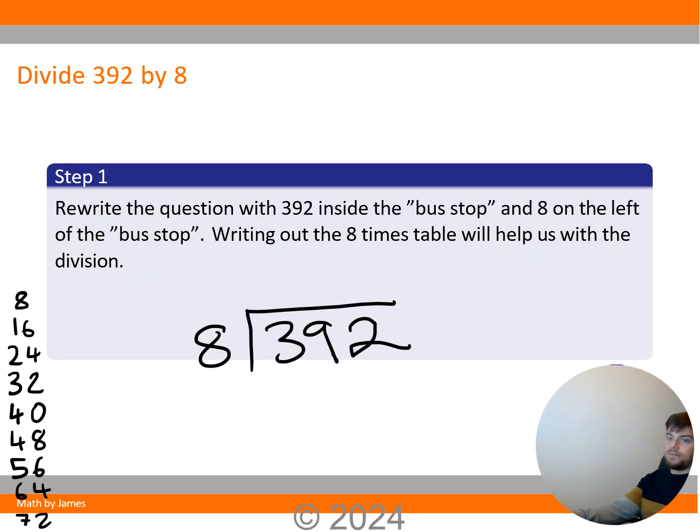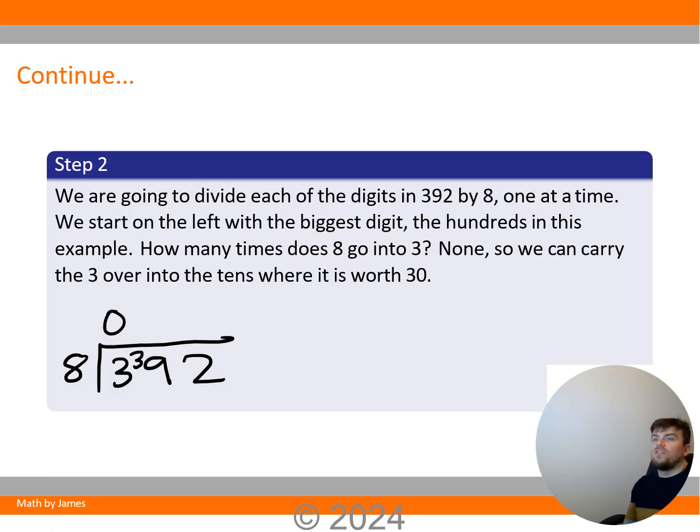Also, now we're looking at division. So, the first thing we do is write the question with 392 inside the bus stop and 8 on the left. Writing out the 8 times table will help us with the division. So we can do that.